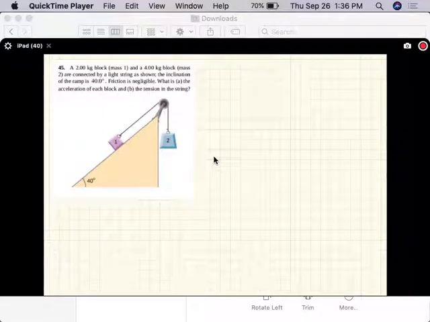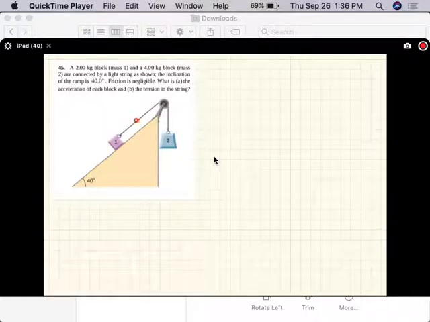Okay, in this problem, a 2 kg block and a 4 kg block are connected by a light string as shown. So here's the 4 kg block. The inclination of the angle is 40 degrees. Friction is negligible. What is the acceleration of each block and the tension in the string?